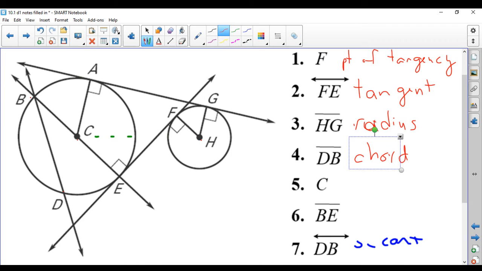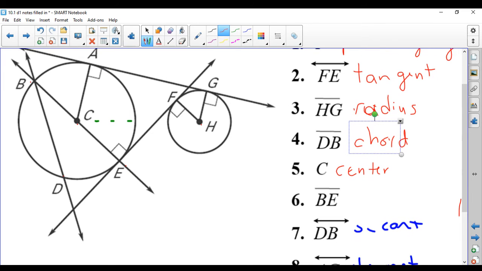Point C, don't think that these diagrams are trying to trick you in any way. If it looks like the center of the circle, it's the center. Segment BE, again, B is on the circle and E is on the circle, so it's a chord. And because it goes through point C, it's not just any chord, it is a diameter.